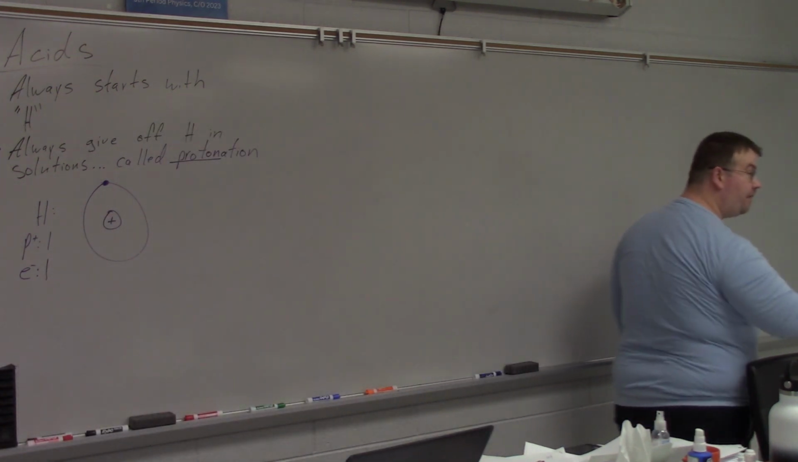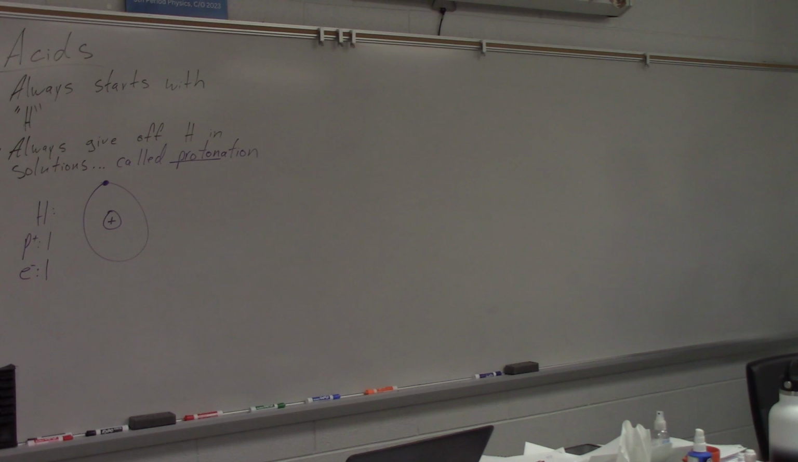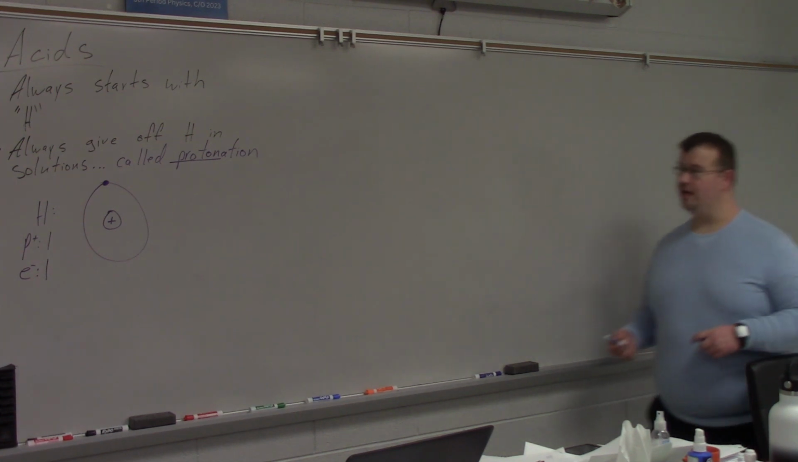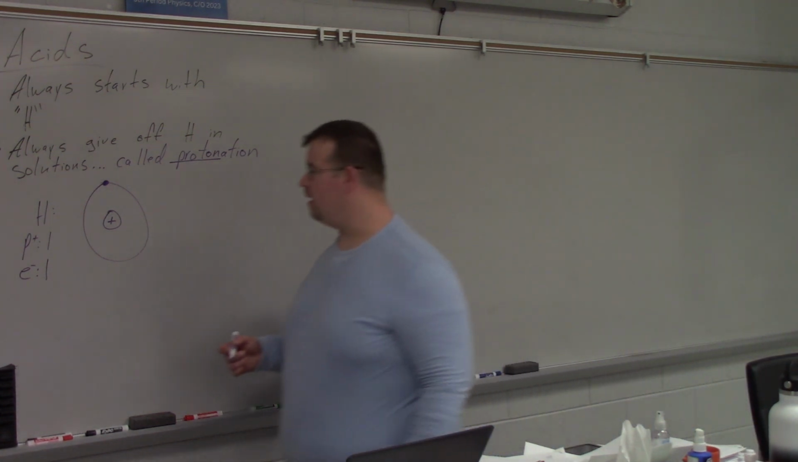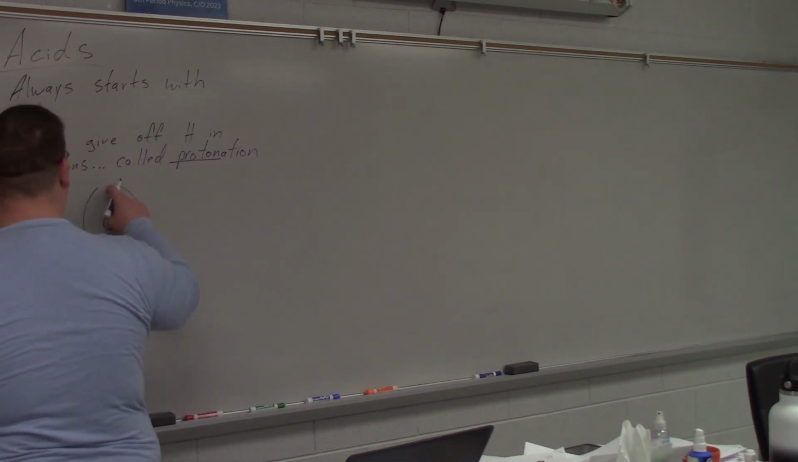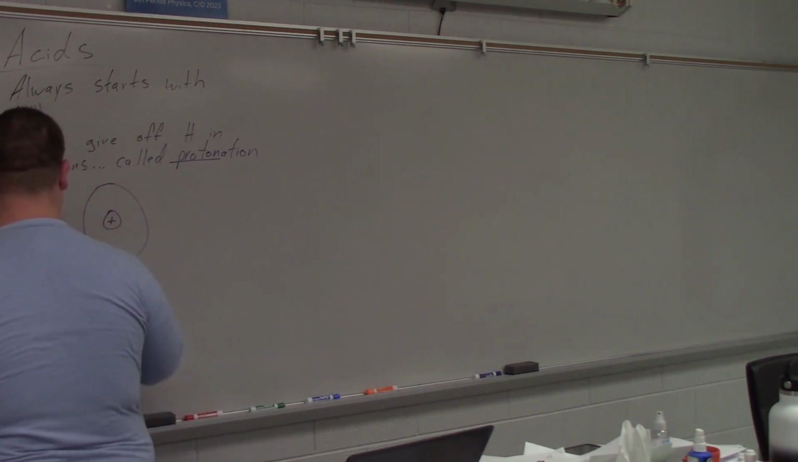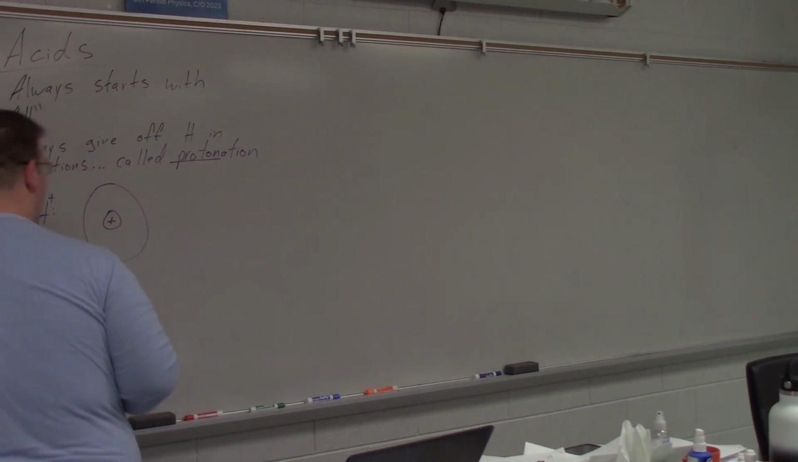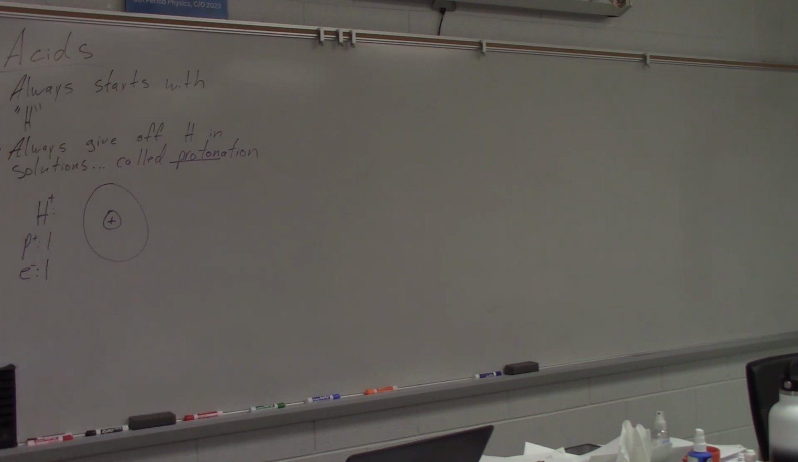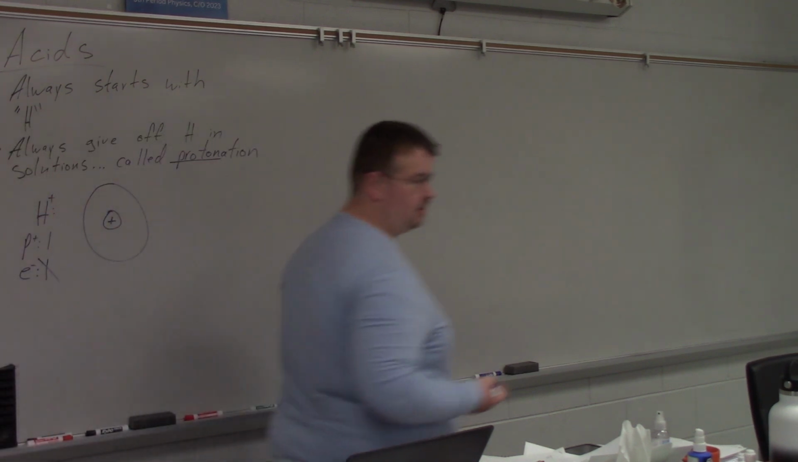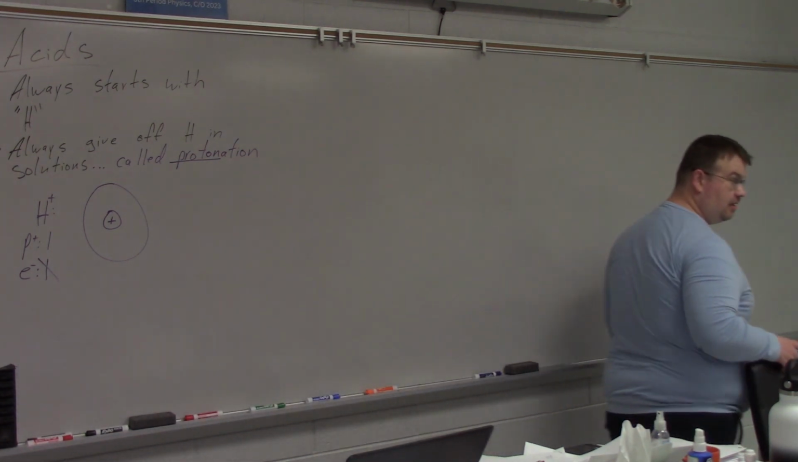But then what happens in the acid is it's so strong that it takes the electron away. So when it does this, it forms a hydrogen ion, but what's really left? Just a proton. That's why it's called protonation. Got it?